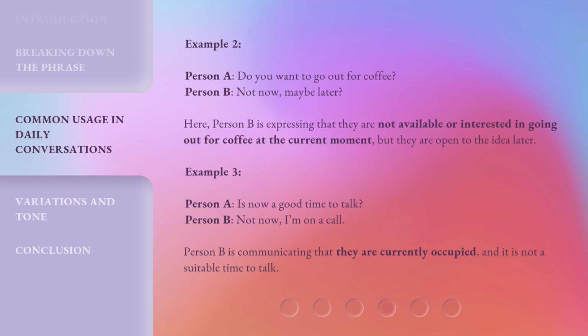Example 3. Person A: Is now a good time to talk? Person B: Not now, I'm on a call. Person B is communicating that they are currently occupied, and it is not a suitable time to talk.